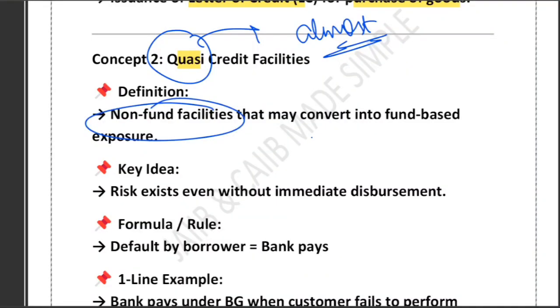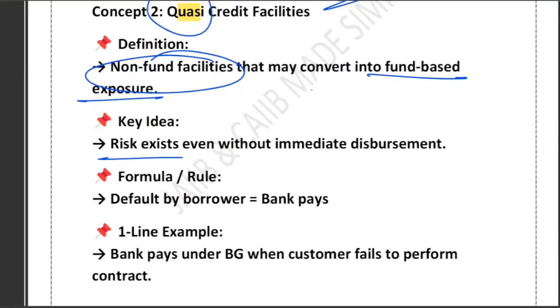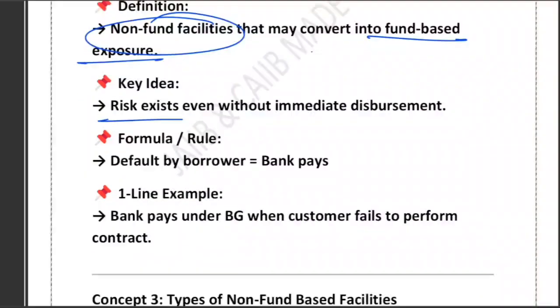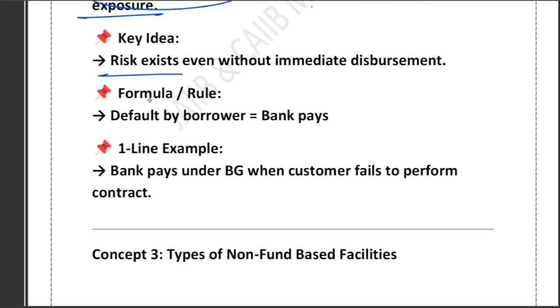But they can turn into fund-based exposure. They may convert into fund-based exposure. Even though the bank has not paid money, risk already exists, because yet the bank has not paid money, right? So the golden rule is that if the borrower defaults, the bank will pay from its own fund.